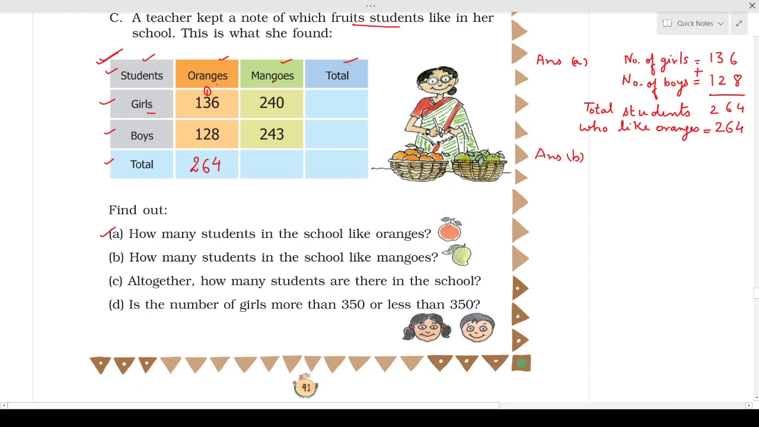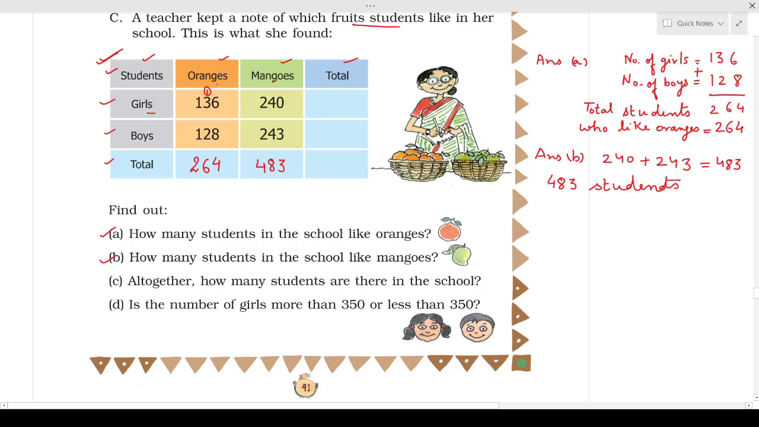Now moving to the next question, answer B. Here your question is, children, how many students in the school like mangoes. So here you can see 240 girls like mangoes and 243 boys like mangoes. So you will do addition, 0 plus 3 is 3, 4 plus 4 is 8, and 2 plus 2 is 4. So here your answer will be 483. You will write 240 plus 243 equals 483, and here you will write 483 students in the school like mangoes.